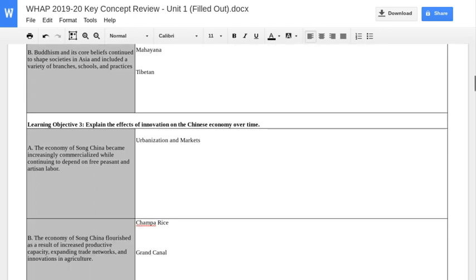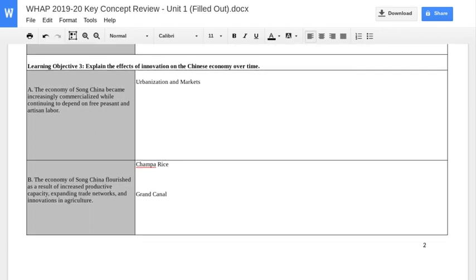Learning Objective 3, going to innovations in economy. These are the economic characteristics. So we've got political characteristics, cultural spread, and economy. With A, you need to be able to tie urbanization and markets into the commercialization of the Chinese economy. So how do cities contribute to it? How do markets within it contribute to it as well? Remember, for a lot of these, we don't have specific terms. They're kind of overall. So if you can just kind of describe it, you're going to be pretty good.